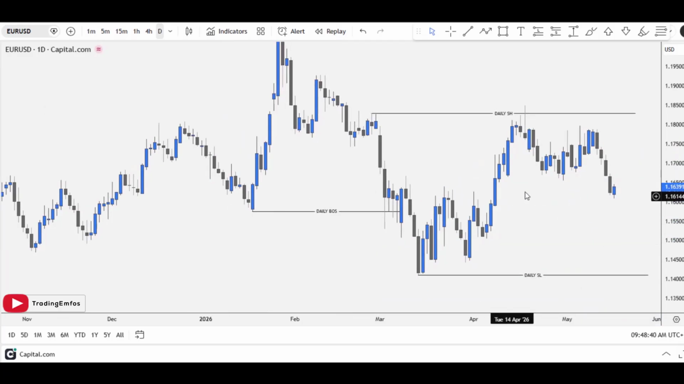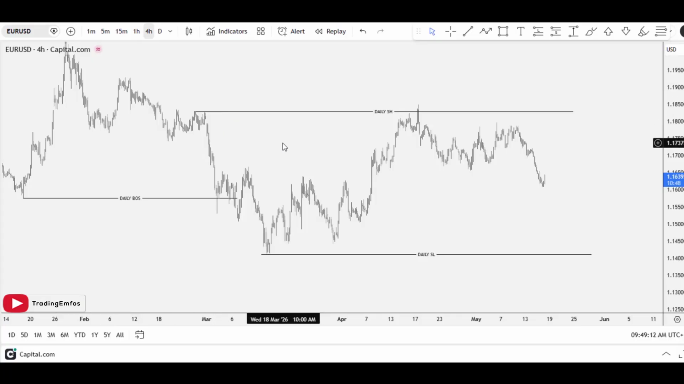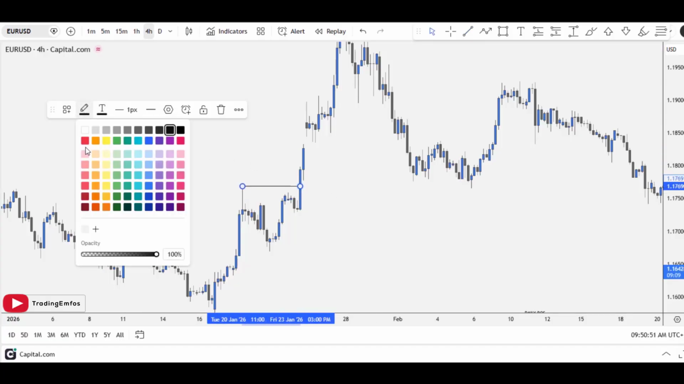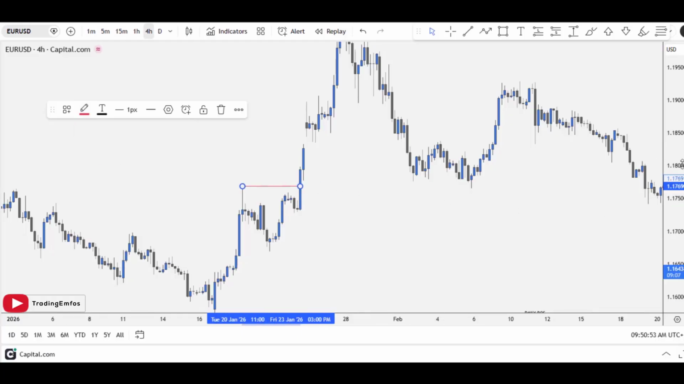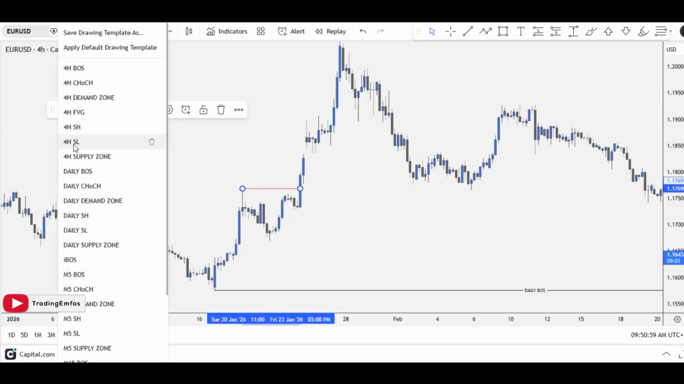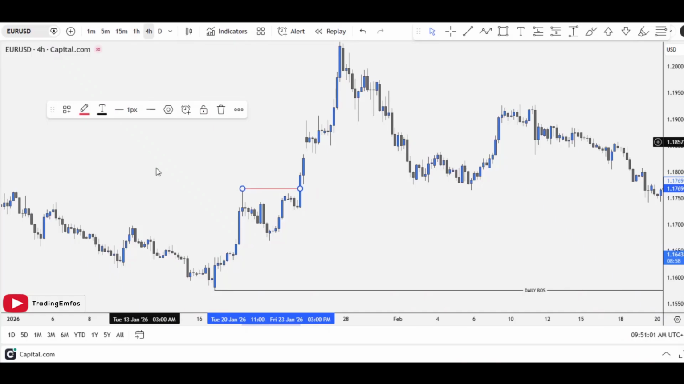So on the daily time frame, the market is bearish. We are going to switch over to the 4-hour time frame. Right now we are on the 4-hour time frame of Euro USD. So this is a clear break of structure to the upside. Let me change the color to red so that we can differentiate between the daily and the 4-hourly. So we label this as our 4-hour break of structure or 4-hour BOS.